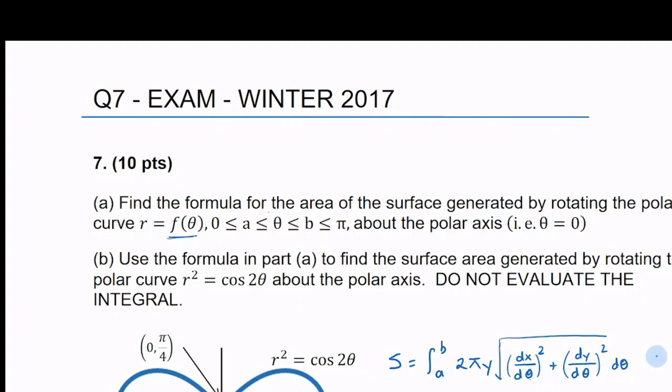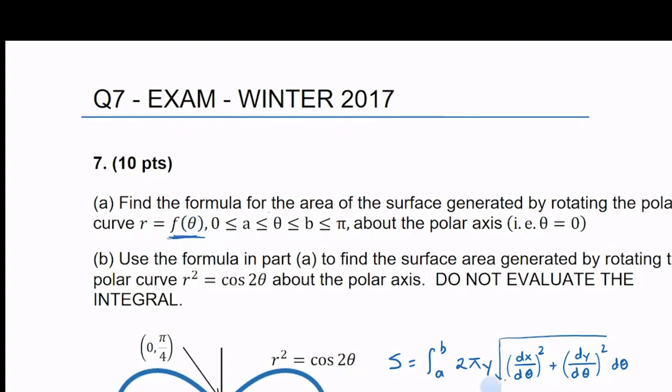let's start with the parametric equation for rotating a curve about the x-axis, since essentially that's what this happens to be. So for the parametric equation, it would be 2 pi y, the derivative of x with respect to the parameter squared, plus the derivative of y with respect to the parameter squared, square root of that, and the whole integral is with respect to the parameter. We know the parameter here is theta. They're saying r is a function of theta.